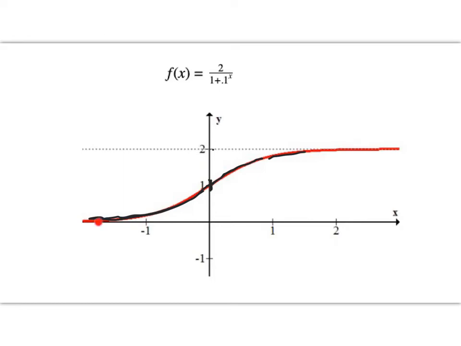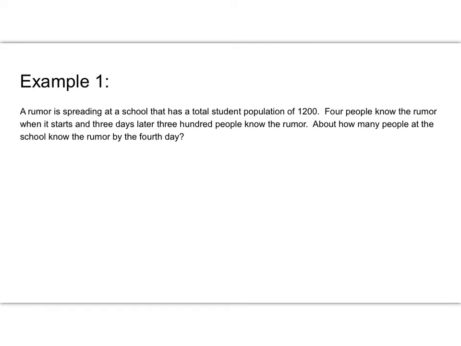So those are probably terms you haven't heard since Algebra 2. All right, so let's solve for our first model. We have a rumor spreading at a school that has a total student population of 1,200.